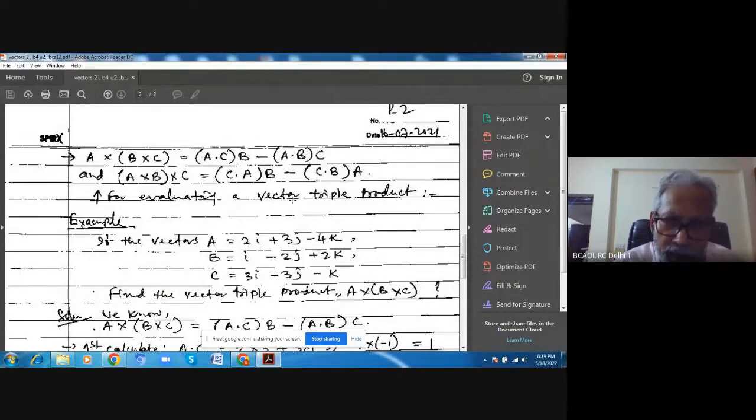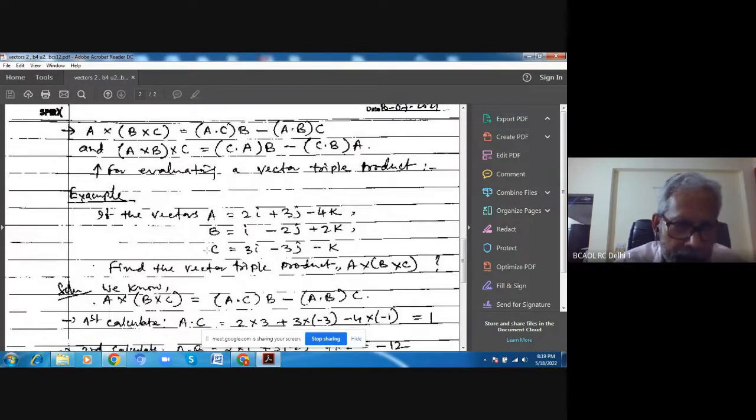It is basically when the vectors form a triple product, as you see here, triple A, B, C. So there are three products. Then you have to utilize this formula. Now example.